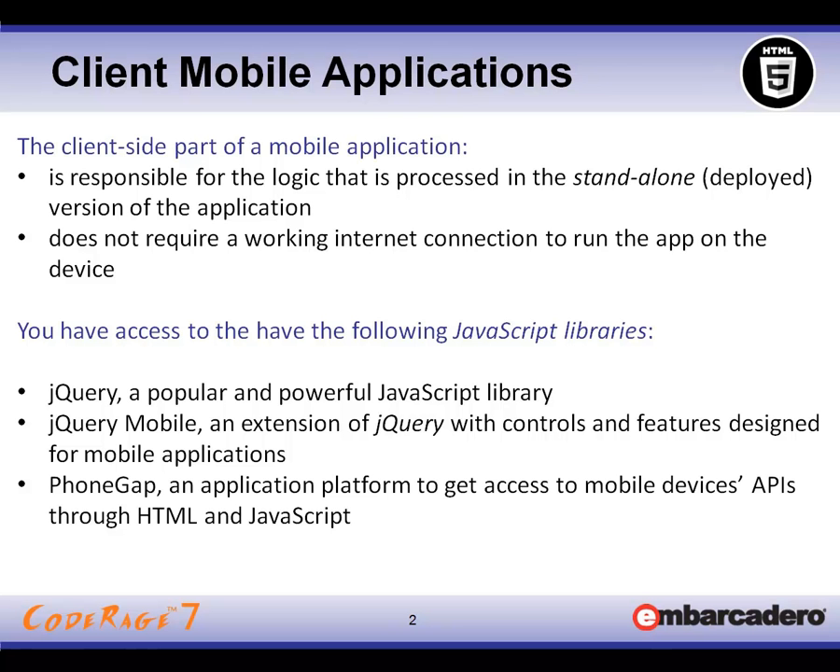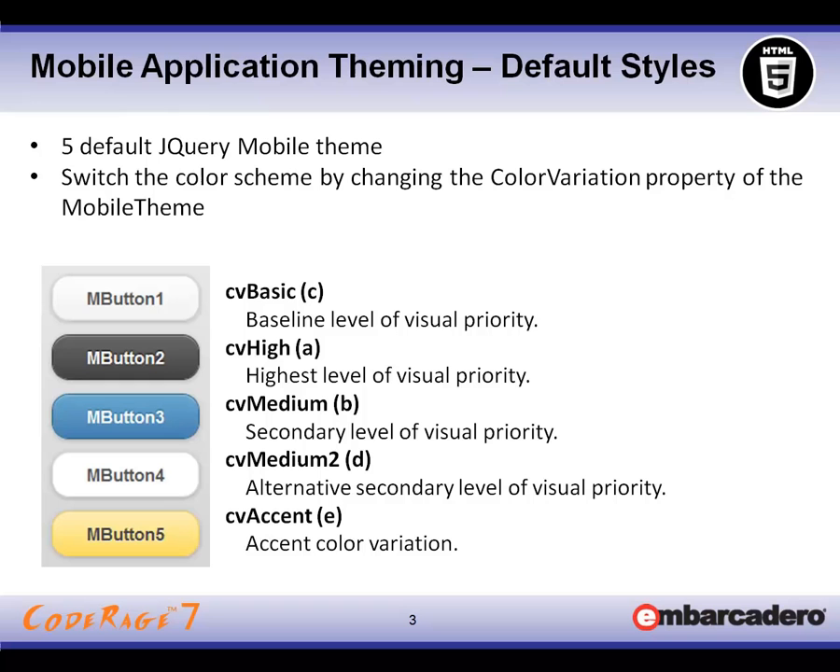Now, besides client-side and also server-side mobile application development, which we'll be showing you today in some technical demos as well, we'll also be talking about mobile application theming. Now, in HTML5 Builder, you get access to 5 default jQuery Mobile themes, and you can easily change the color variations of the mobile theme component.